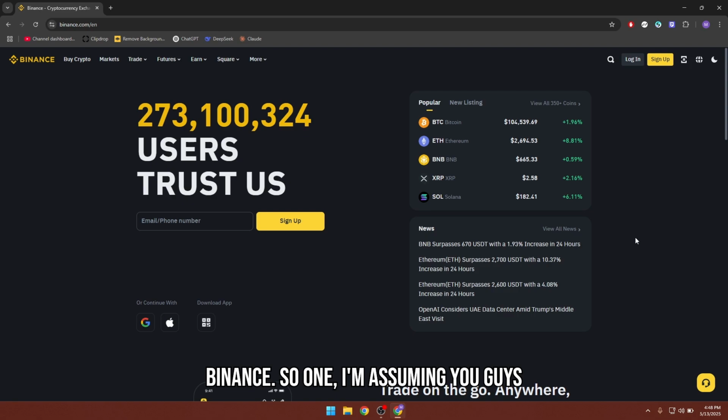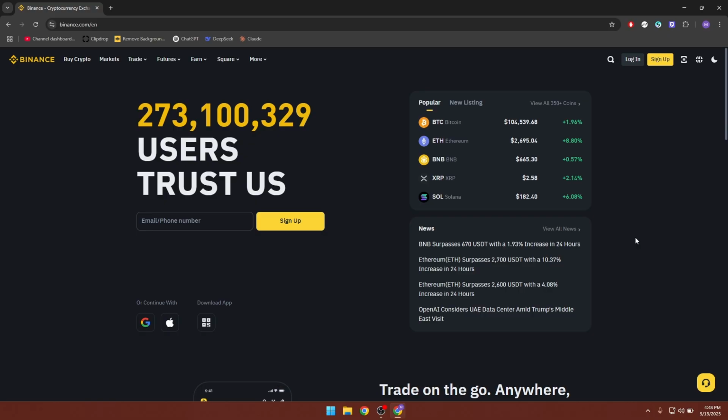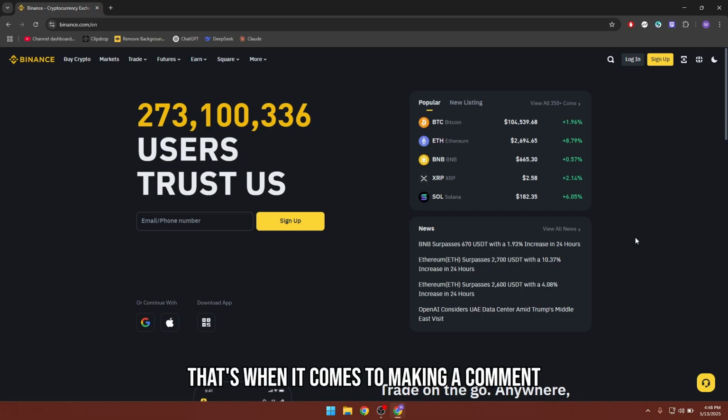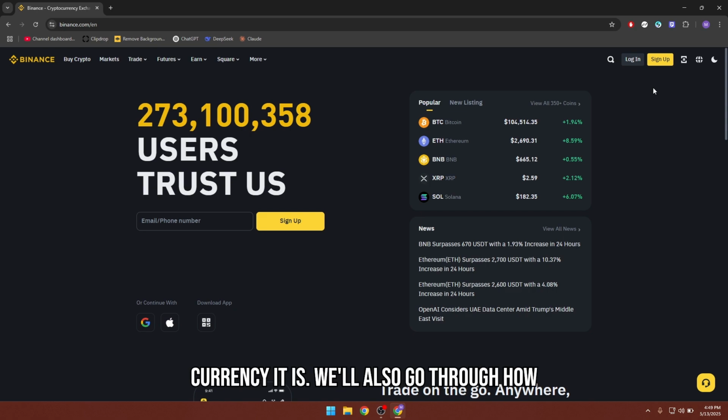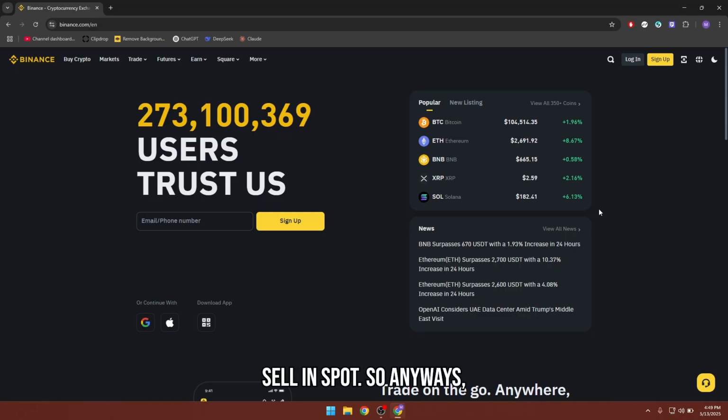So one, I'm assuming you guys have done that. You already have an account and you're just looking forward to how to trade. So that's when it comes to making an account with Binance. The next thing is to deposit some crypto. Obviously, just deposit enough that's good for you. Obviously, I'm not a financial advisor, but deposit whatever is really enough or good for you. Don't deposit recklessly or anything like that. So once you have made an account with Binance and you have your crypto ready, it doesn't matter in which currency it is, we will also go through how to buy and sell in spot.